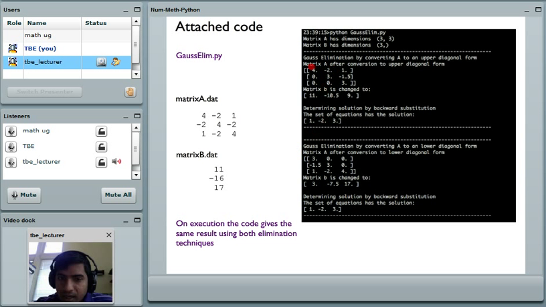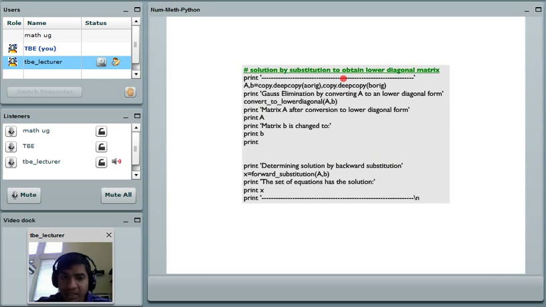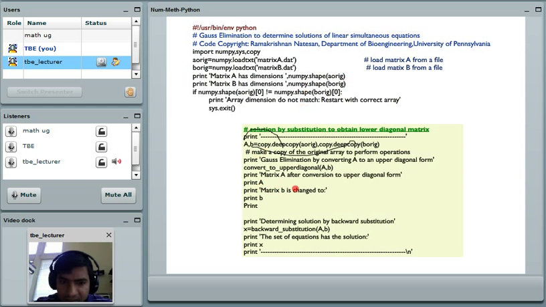Now I call Gauss elimination. It says Gauss elimination converting A to an upper diagonal form. Once you do that, you will find that A has now changed. A was here with a full form like this, but now it lost all its elements below the diagonal. So it has the form of the upper diagonal. This was done in a very simple way. I just called A comma B using the function upper diagonal.